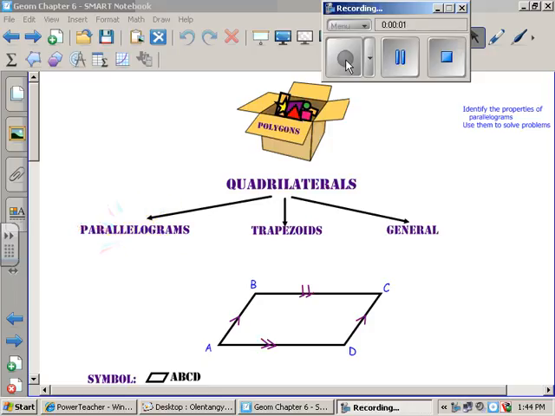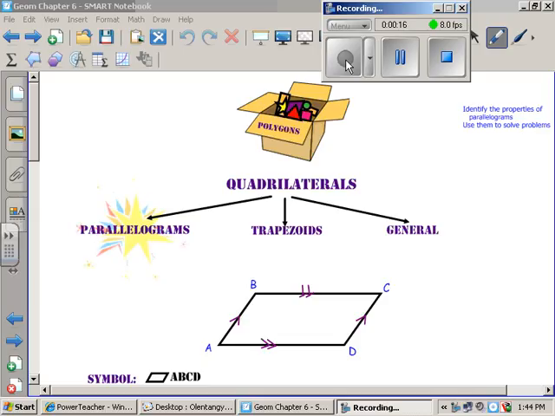Okay, for the next few days, we're going to be talking about properties of quadrilaterals, and we're going to start with parallelograms, hence the flashing lights. Then we're going to talk about trapezoids, and then we're just going to talk about regular quadrilaterals.